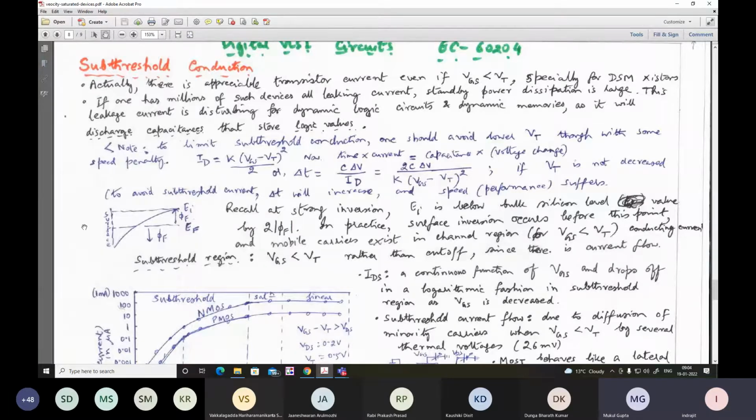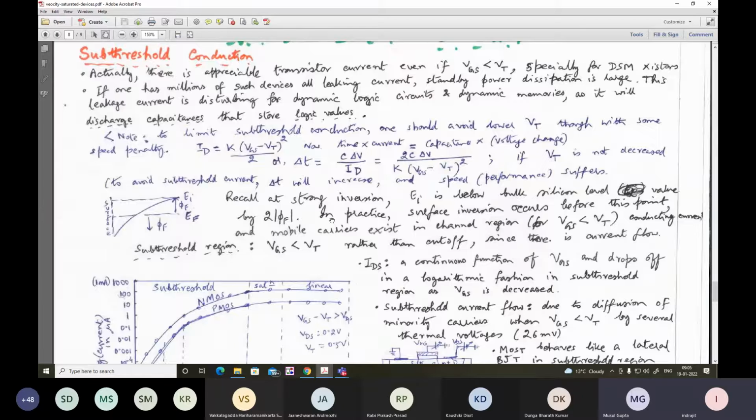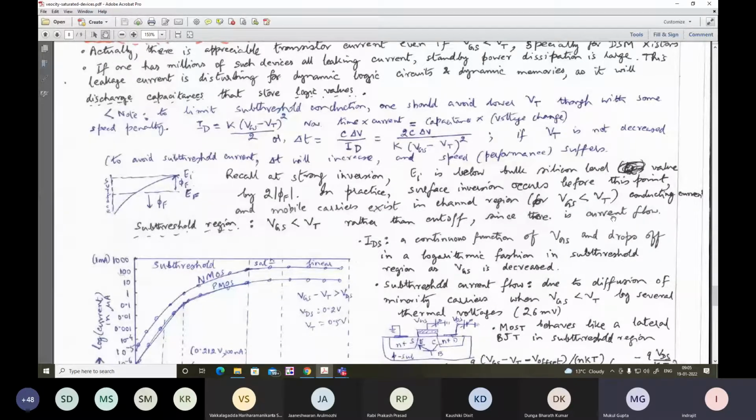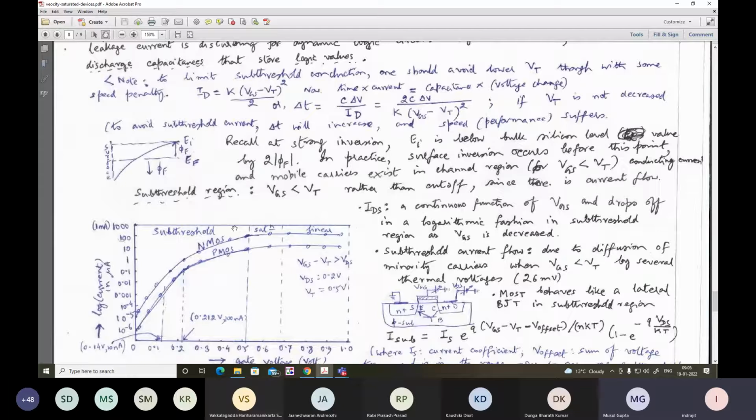That means when VGS is lower than VT, still current conduction happens. So what does that mean? In practice, surface inversion occurs before this point. So we call this technically weak inversion rather than strong inversion. And mobile carriers exist in the channel region for VGS lower than VT, and some current conduction takes place. So experimentally, it has been found that there are three regions of operation we take into account here.